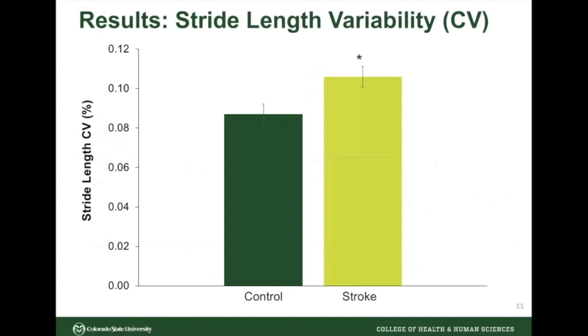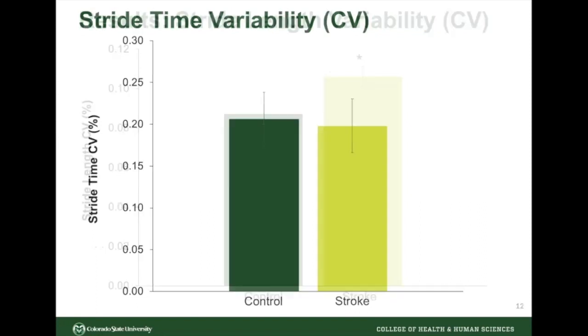Here are the results comparing stride length variability between the controls and the stroke group. The stroke group on the right showed a significantly greater stride length variability compared to the control group. This indicates that stroke survivors have increased spatial gait variability compared to controls. Here, we have the results of stride time variability, a temporal gait measure. There was no significant difference found between the stroke and the control groups. This tells us that stroke individuals only show greater gait variability spatially as opposed to temporally.